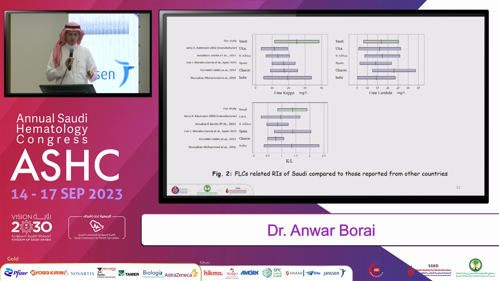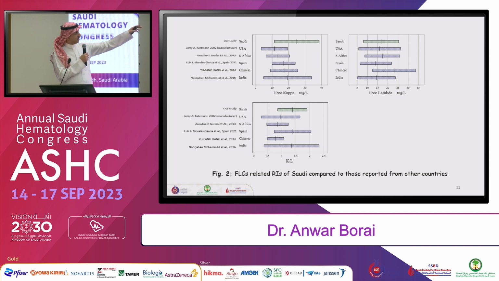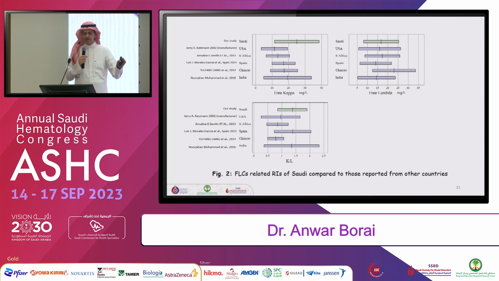This also shows you the difference between different populations. You can see the free kappa, the Saudi is the green line, and how the Saudi free kappa is bigger, or extended in values, compared to other countries and compared to the manufacturer's, which is Katzmann's publication. Also, in the lower figure, you can see the free kappa/lambda ratio has a different reference interval, which goes to the higher side compared to the other reference intervals.